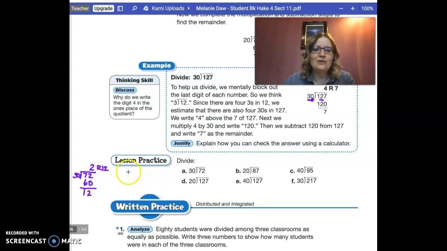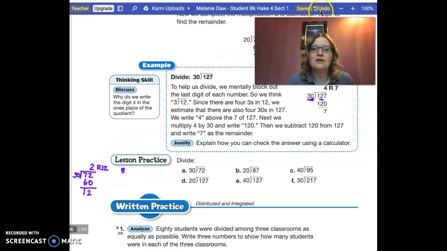Let's do B, which is 87. Let's see. I'm going to erase that. Okay, we're going to go 87 divided by 20. And don't you just love divisors that are multiples of 10? Love it. I love multiples of 10. So I know right off 4 is going to be the one thing. 4 times 20 is 80, and my remainder is going to be 7.